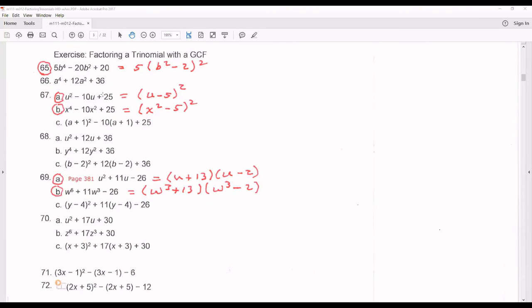Number 65, you can factor a 5 out of all 3 terms. Then you got b squared minus 2 quantity squared. Okay. Number 67a, u minus 5 quantity squared. Here you notice they've got the same numbers, just double the powers. So you've got x squared minus 5 quantity squared.